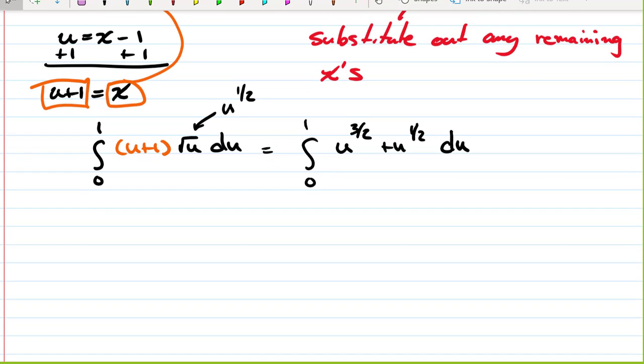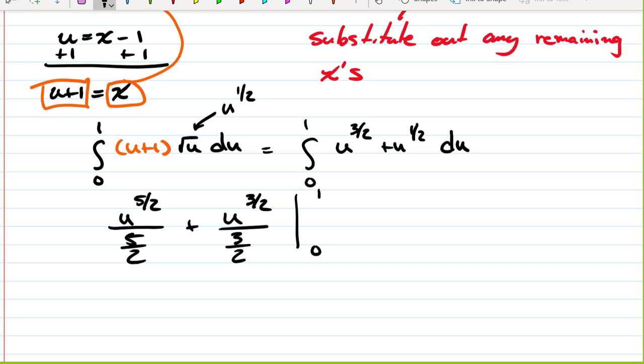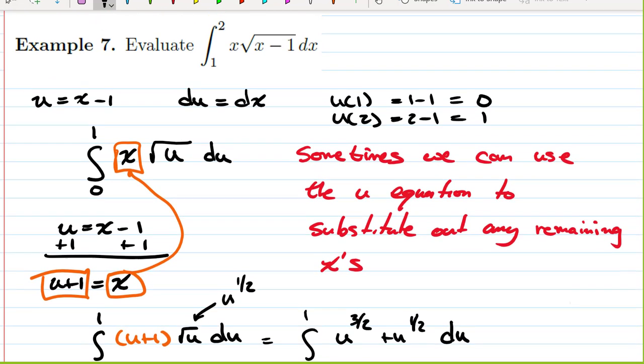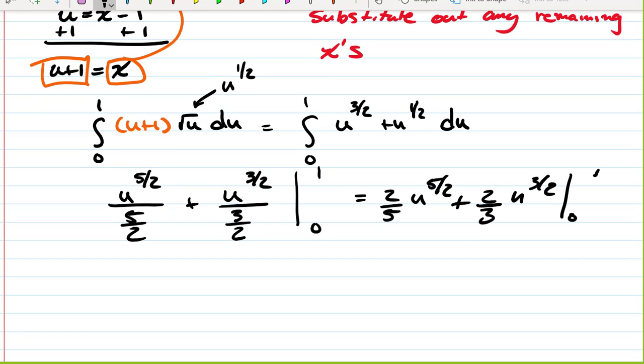So now we can do our antiderivative. So we add 1 to our exponents, so that's u to the 5/2, and then we divide by it, divided by 5/2, plus 1/2 plus 1 is 3/2 divided by the 3/2. And then we want to evaluate that from 0 to 1. So cleaning this up a little bit, that is 2/5 u to the 5/2 plus 2/3 u to the 3/2 evaluated from 0 to 1.